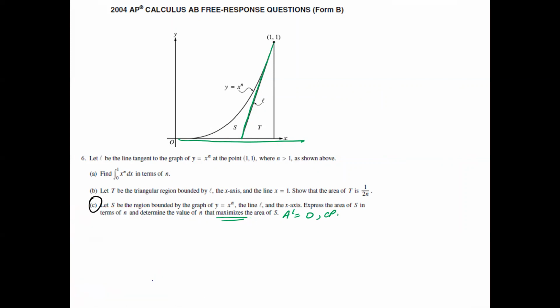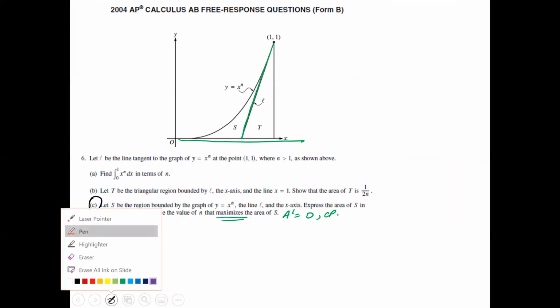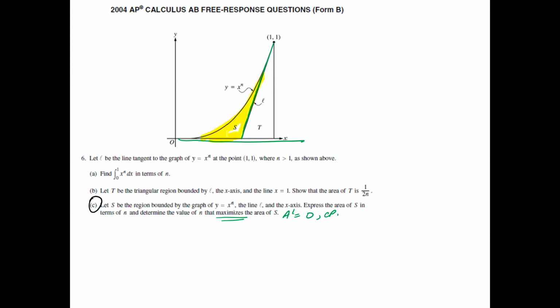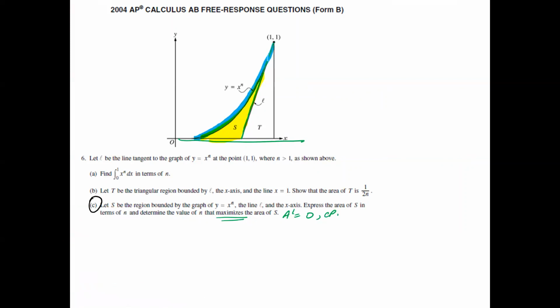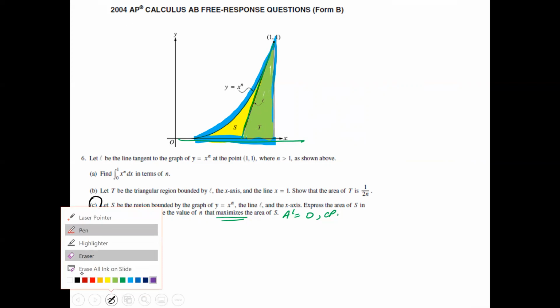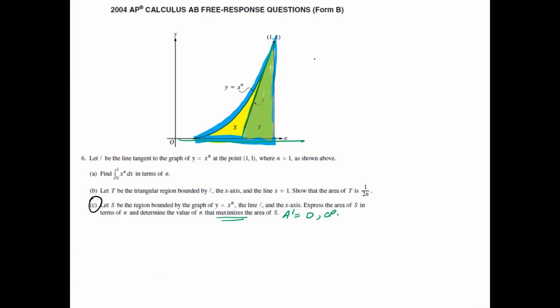Okay, so looking at this here, in order to find the area of S, which is this piece right here, doesn't it make sense to take the entire area here minus the small triangle that we found from part B, which will give us the yellow region? So it's the big area minus the small triangle, which gives me S.